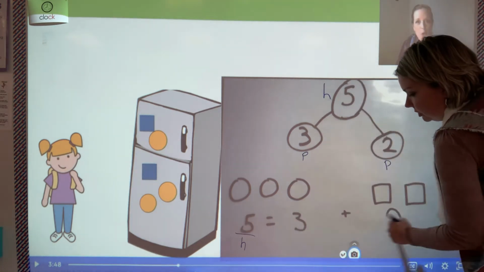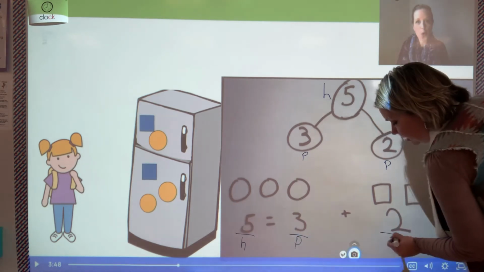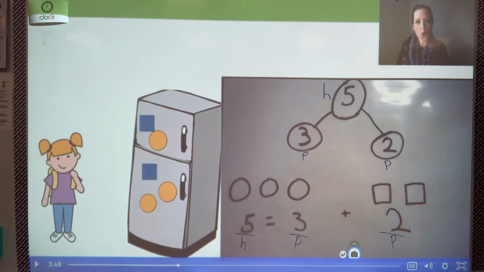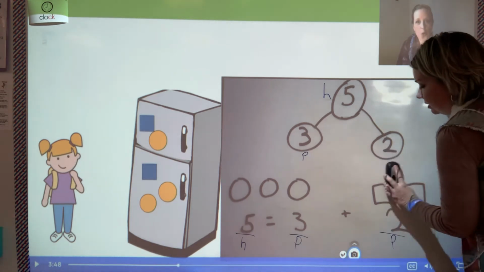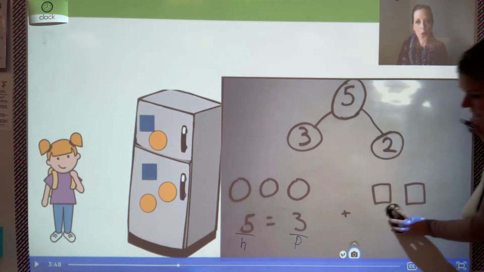And on each side of the plus sign are always going to be the parts that you put together to make the whole. That's how she got that number sentence. So we can remember that as we make them. Don't worry, we're going to practice some more.